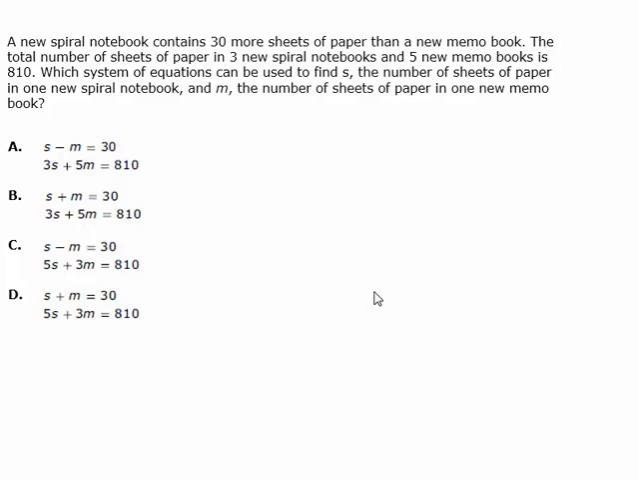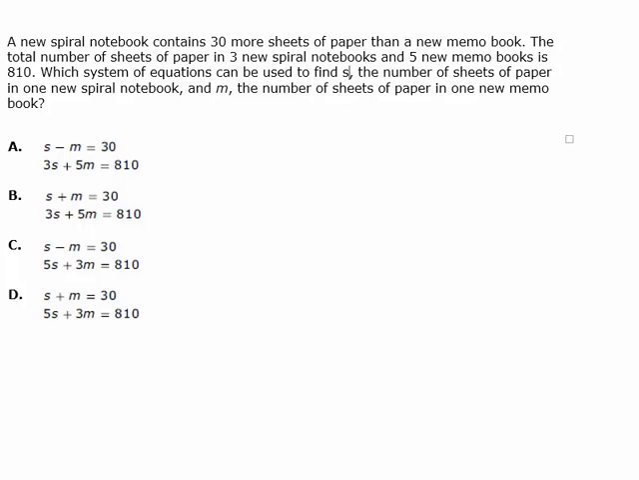So we read the problem. We know that we have two types of books. We have memo books and we have notebooks. And we know there are 30 more sheets of paper in a notebook than a memo book. And we know that you're buying 3 new spiral notebooks and 5 new memo books to get a total of 810 sheets. So the question asks us to write a system of equations that can be used to find S.